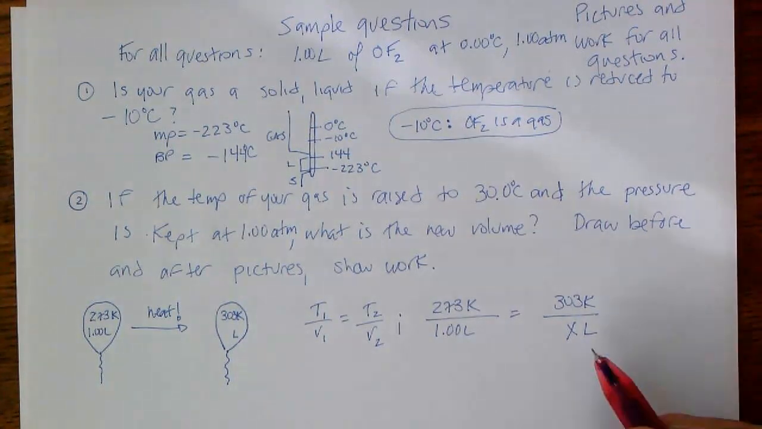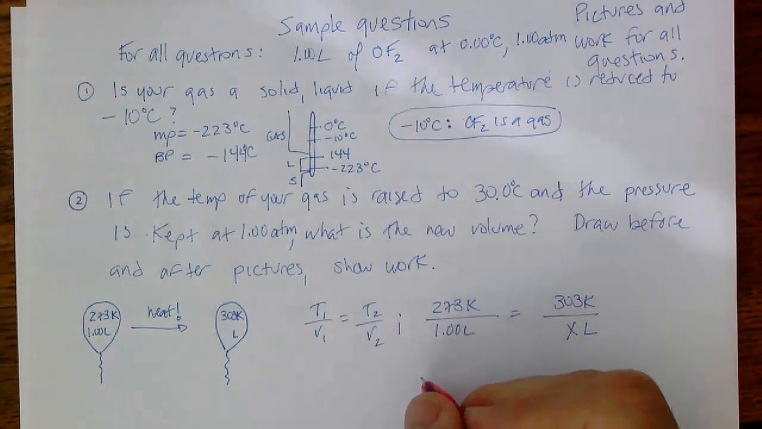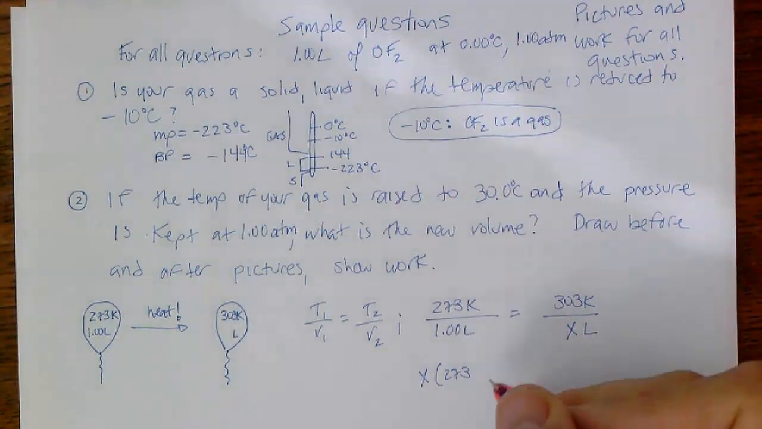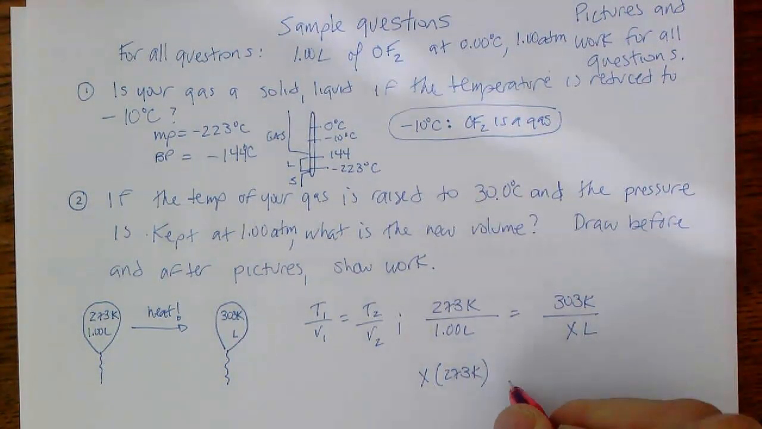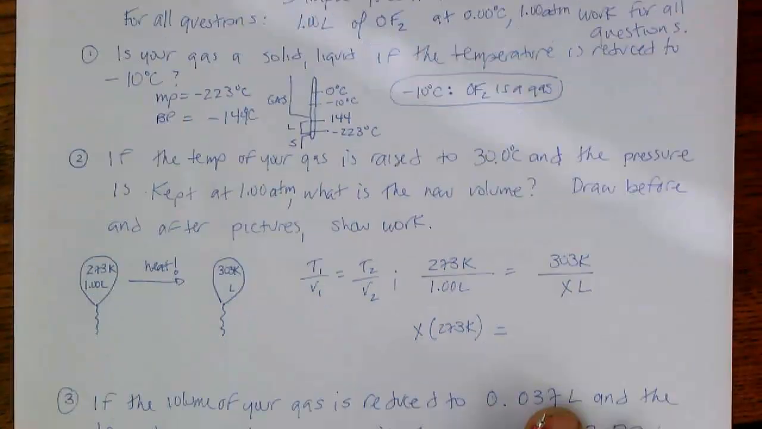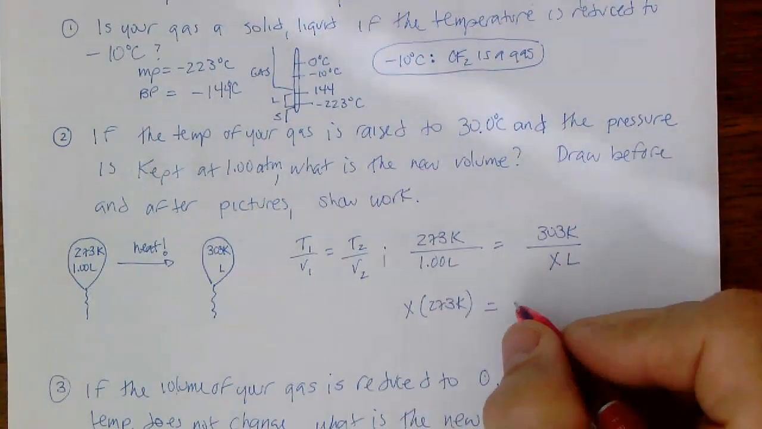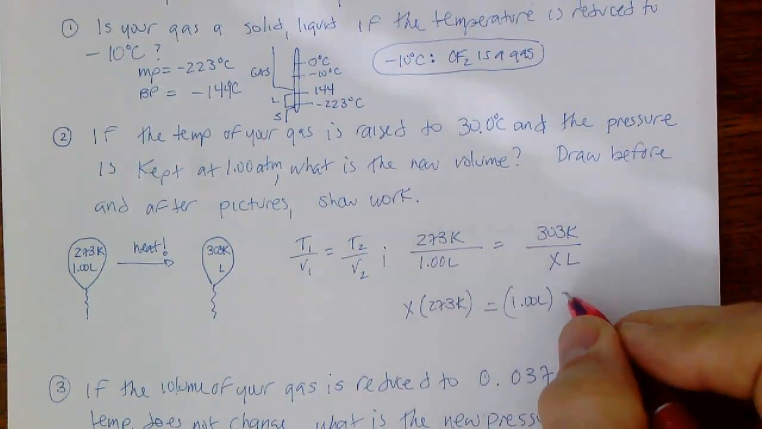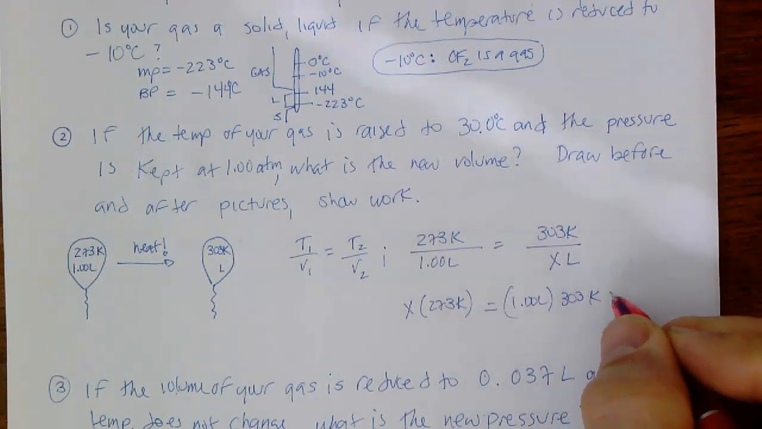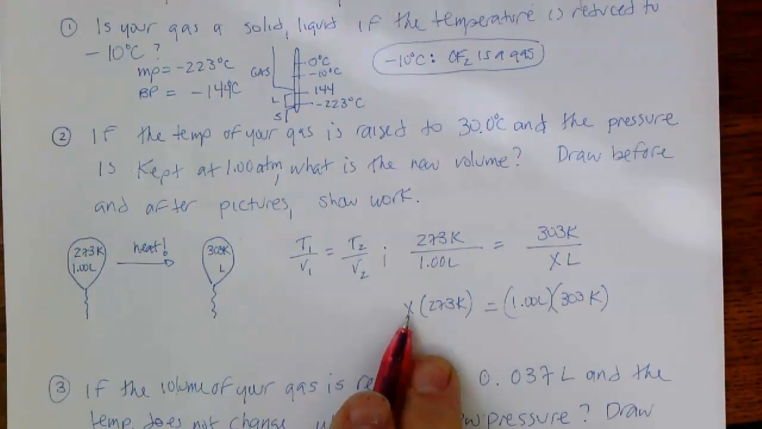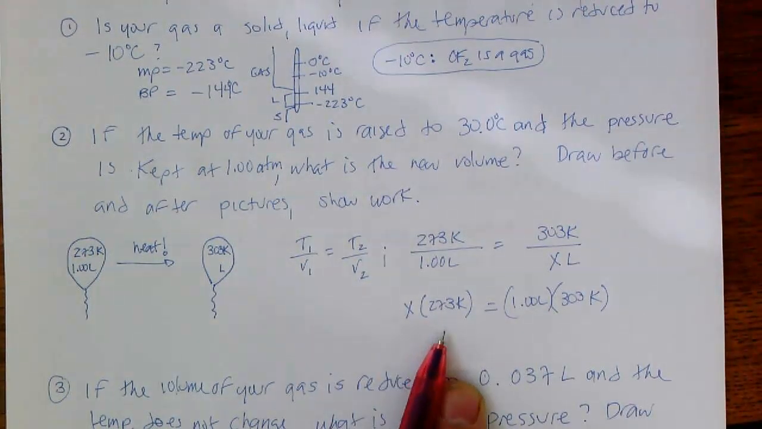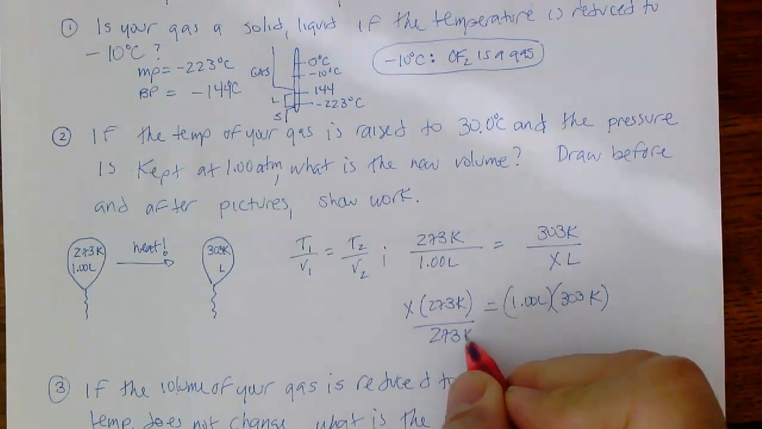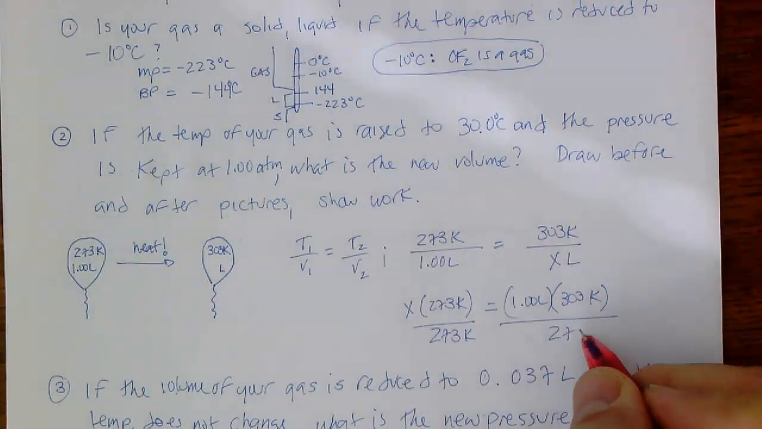Now I'm going to isolate X by cross multiplying. So I'm going to write X times 273 Kelvin is equal to 1.0 liters times 303 Kelvin. See, I'm just crisscrossing here. Wonderful. I still need to isolate X, so I think I'll divide both sides by 273 Kelvin. Here it is on the left. Here it is on the right.